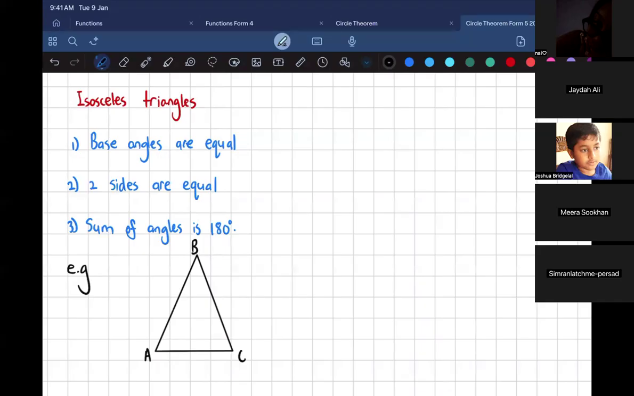Right? So sides AB and BC would be equal. So, Jada, you with me so far? I'm saying that AB and BC are equal. Tell me if you understand that.